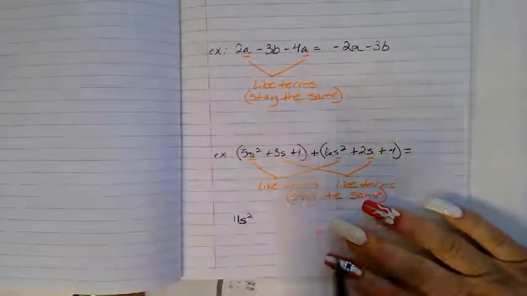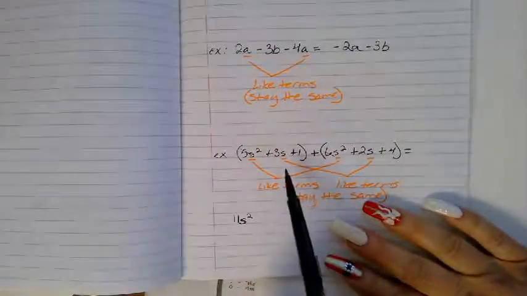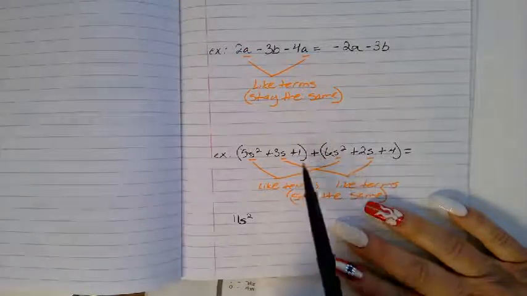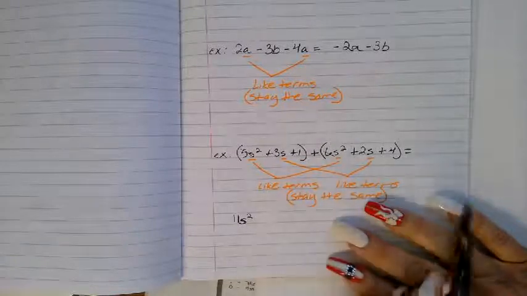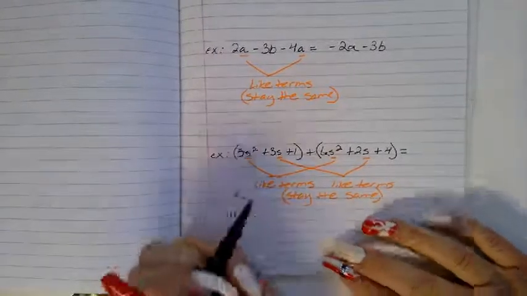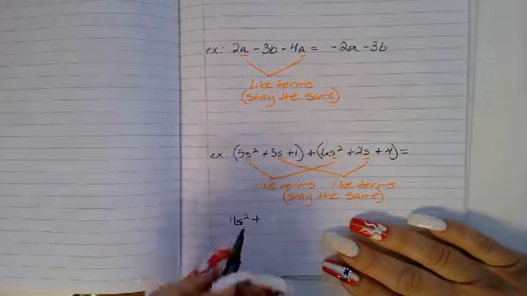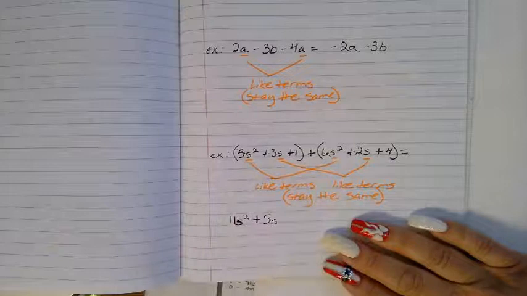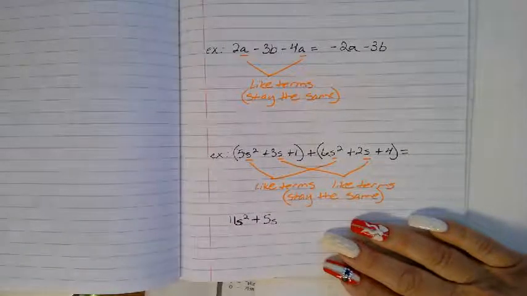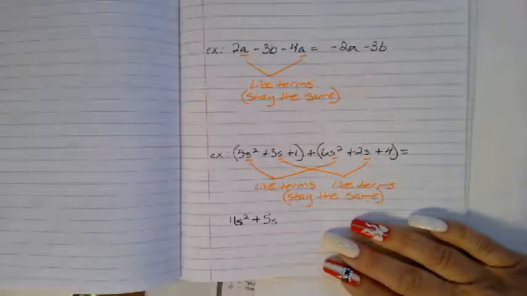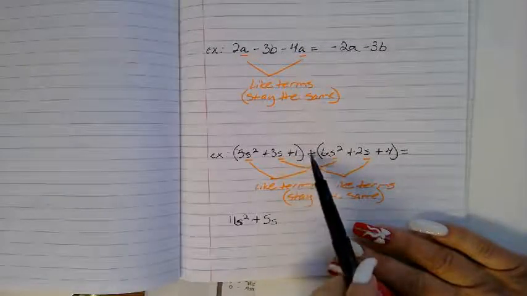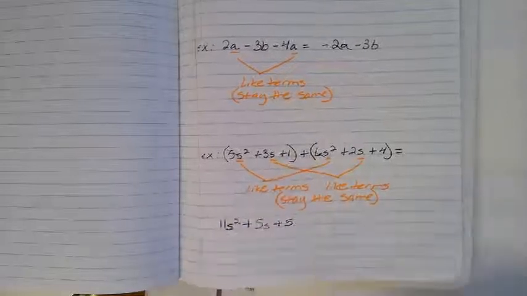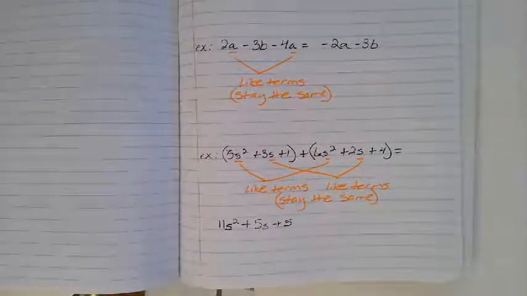Now let's look at our next set of like terms, and we have 3s and 2s. Again, we're just adding. We don't have to deal with any negative signs, which makes that a lot easier. So it's going to be 3 plus 2, which would be 5. We keep our s the same. So 5s. And then we're left with our 1 plus 4, and that gives us 5. So it should be 11s squared plus 5s plus 5.